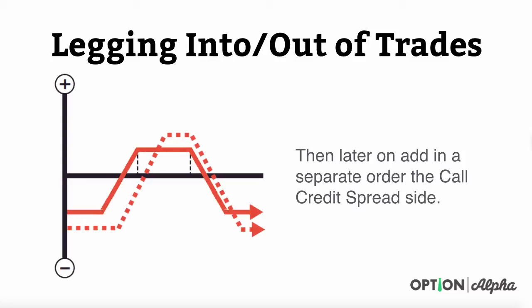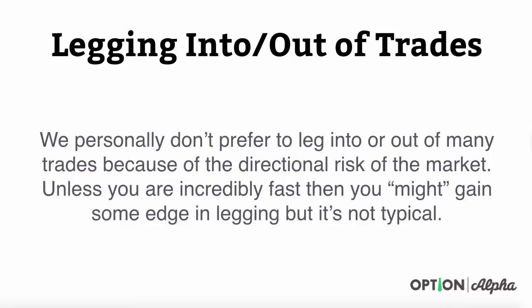Now again, this is different from just entering both sides at the same time and trying to fill all of the same strikes at the same time. You'll be doing separate orders and trying to, at some point, kind of maximize a gain in differential between the two strikes. So we personally don't prefer to leg into or out of many of the trades because of the directional risk of the market. Unless you are incredibly fast, then you might gain some edge in legging into a trade or legging out of a trade, but it's really not typical.